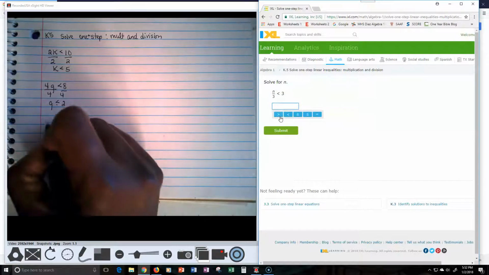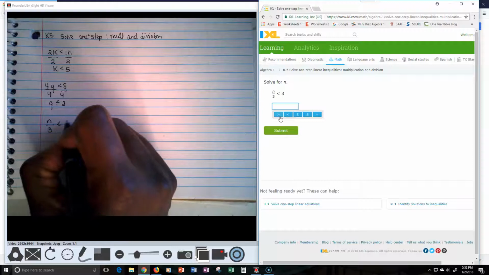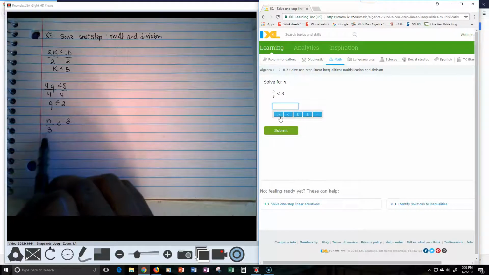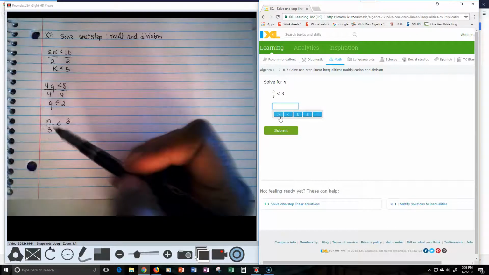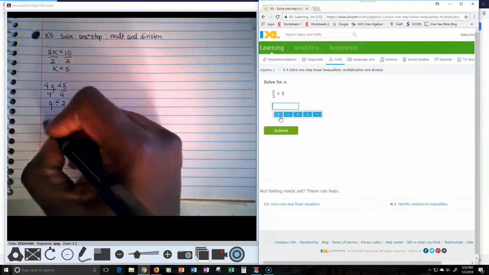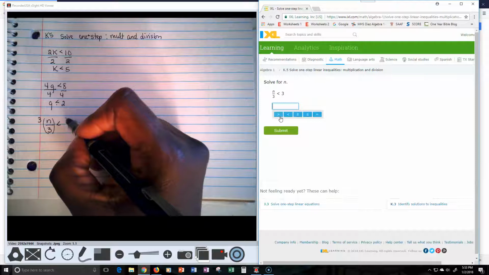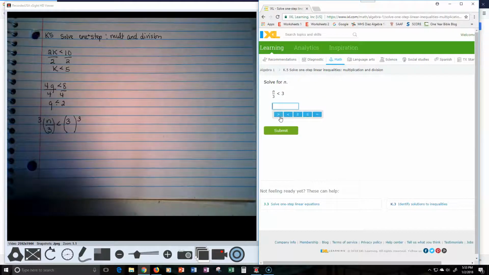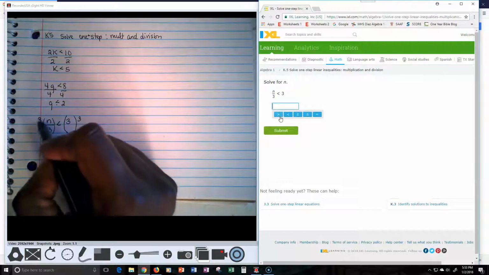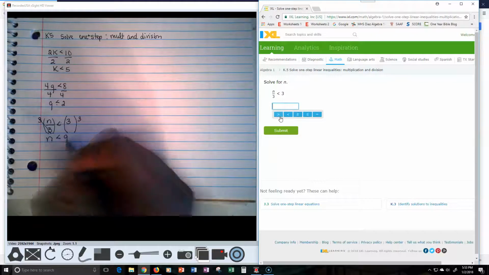Our next one is n divided by 3 is less than 3. Well, in order to get rid of this denominator, we have to remember the opposite of division is to multiply. And if I want n alone, then I have to multiply by what's in the denominator. So I'm going to multiply this side of the inequality by 3, and I'm going to multiply the other side of the inequality by 3. 3 divided by 3 is 1, so that leaves me n. n is less than 9.